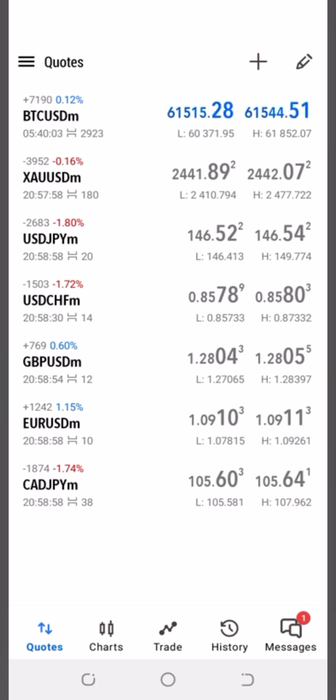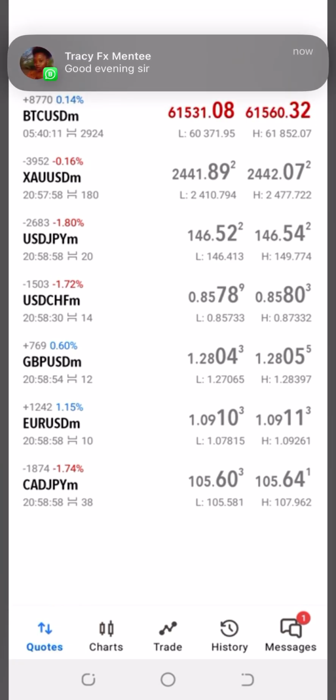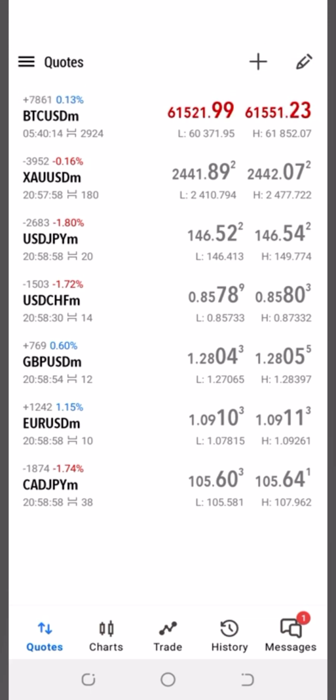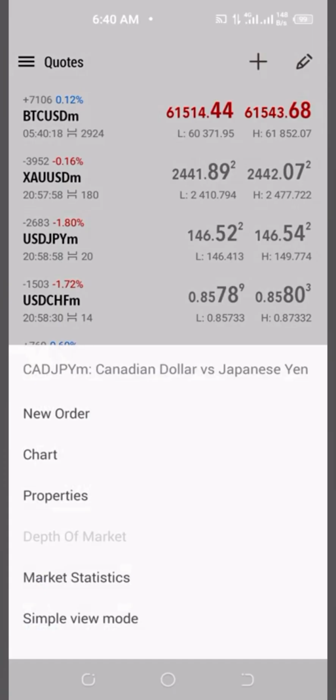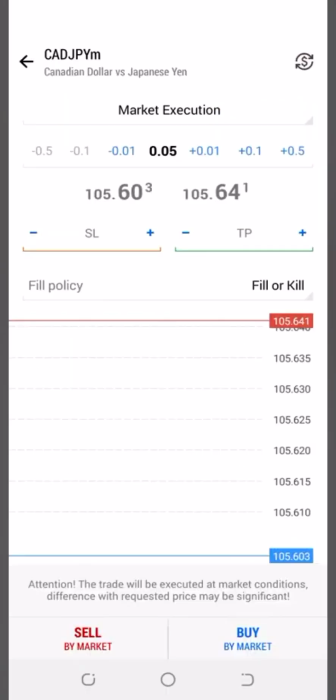Let's say you want to place a trade and you click on the new order option. There are different kinds of trades you can place. We have what we call the market execution. Now, the market execution is the most popular kind of trade you can place.